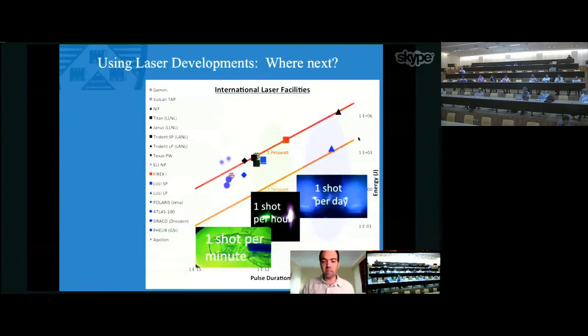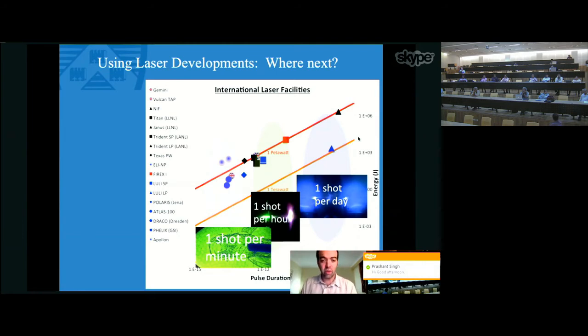So where next for lasers? Well, my feeling is that the Gemini scale and petawatt and multi-petawatt lasers are going to be really interesting to look at quantum effects. But if we want to do anything useful, this idea of doing one shot per day or per hour or even per minute is not really going to cut it anymore.